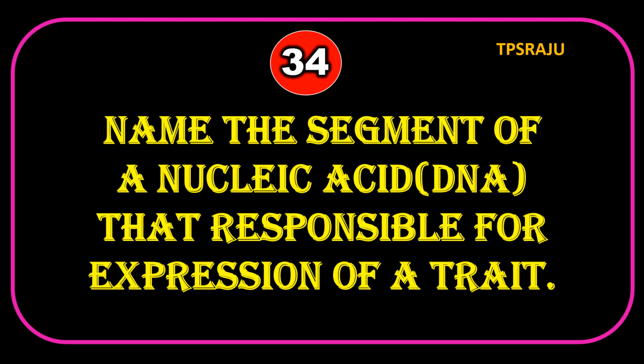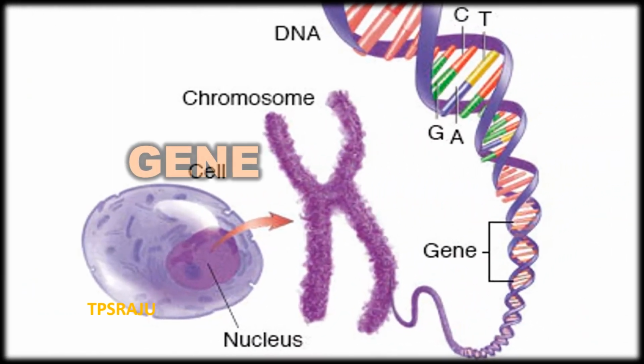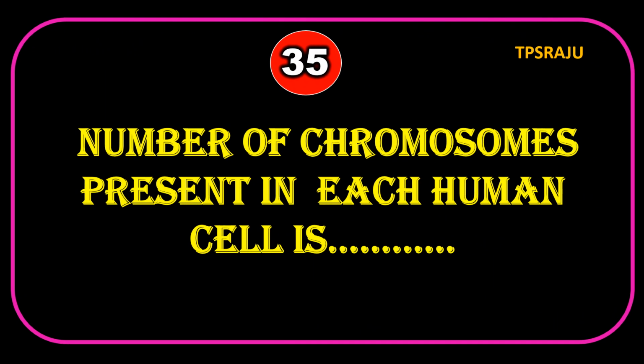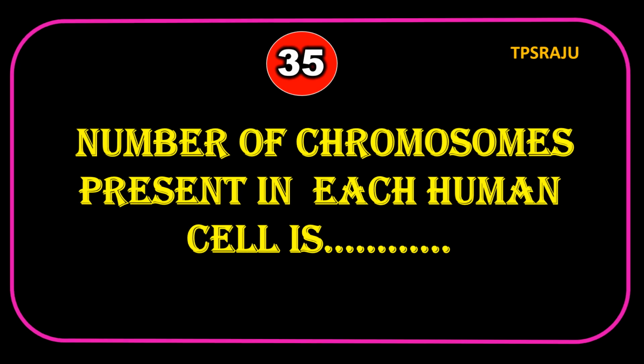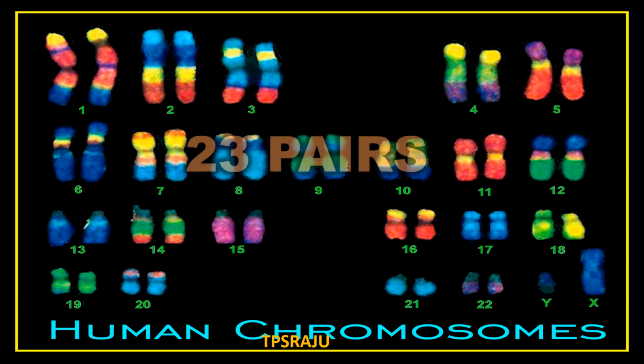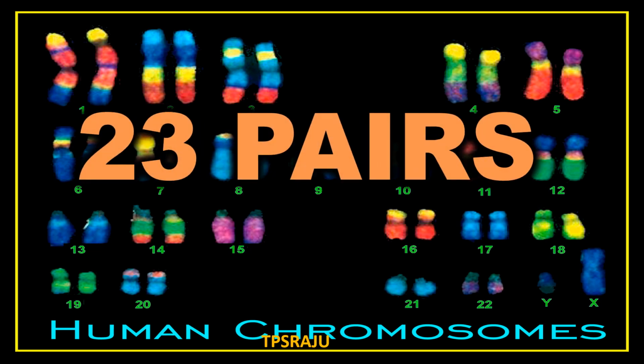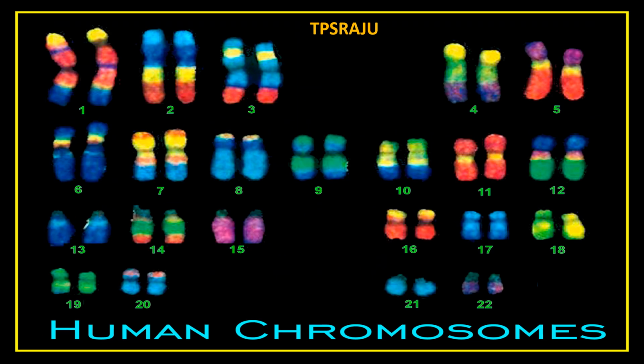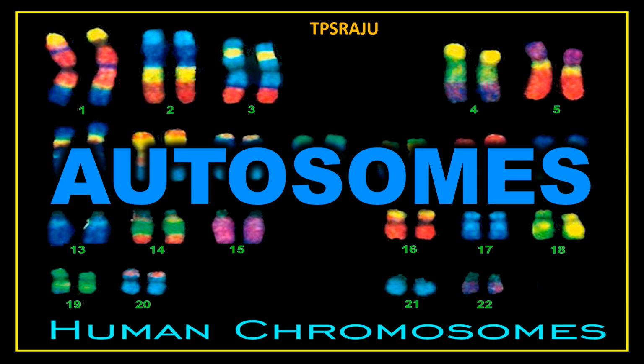Name the segment of a nucleic acid that is responsible for expression of a trait. Gene. Number of chromosomes present in each human cell is 23 pairs. Chromosomes whose number and morphology do not differ between males and females are called autosomes.